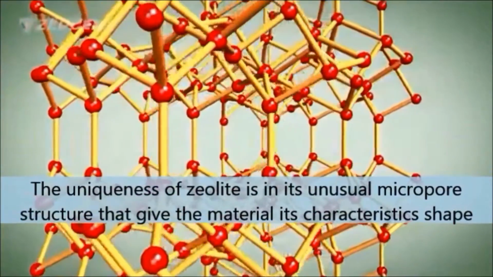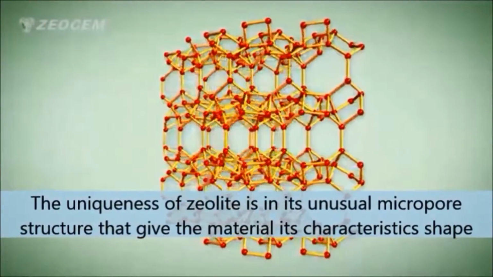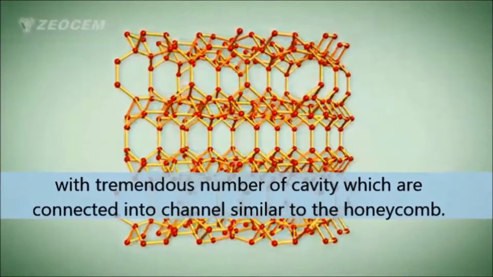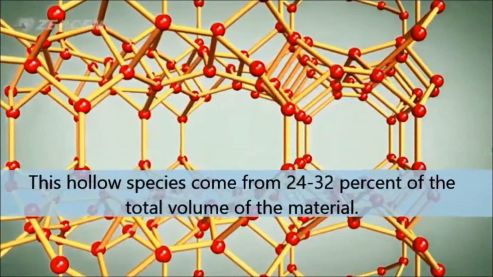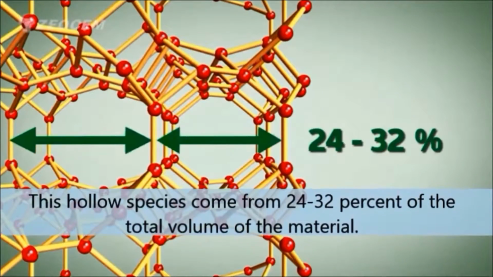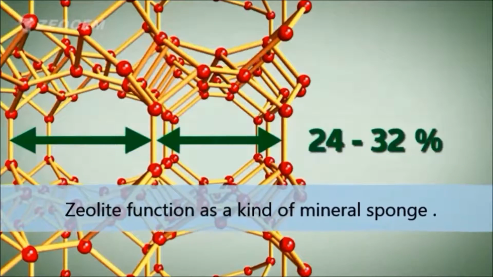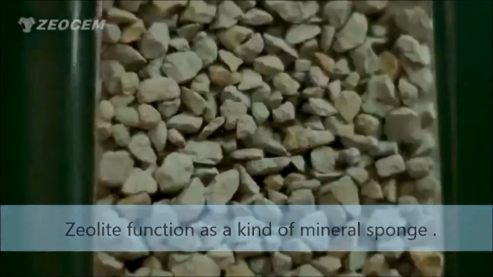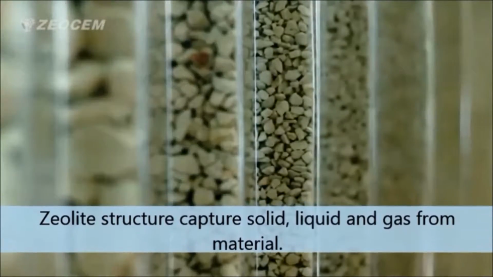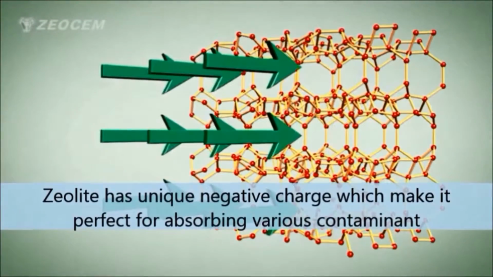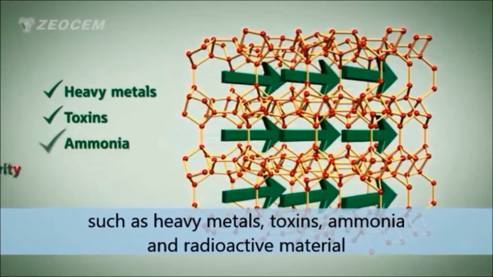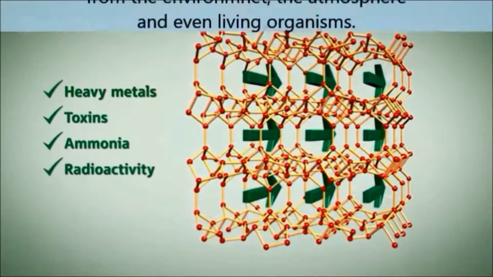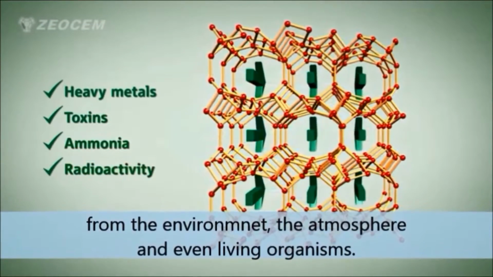The uniqueness of zeolite is in its unusual microstructure that gives the material its characteristic shape with a tremendous number of cavities which are connected into channels similar to a honeycomb. These hollow spaces account for 24 to 32% of the total volume of the material. Zeolite functions as a kind of mirror sponge. Zeolite structure captures solid, liquid, and gas from materials. Zeolite has a unique negative charge, which makes it perfect for absorbing various contaminants such as heavy metal, toxin, ammonia, and radioactive material from the environment, the atmosphere, and even living organisms.